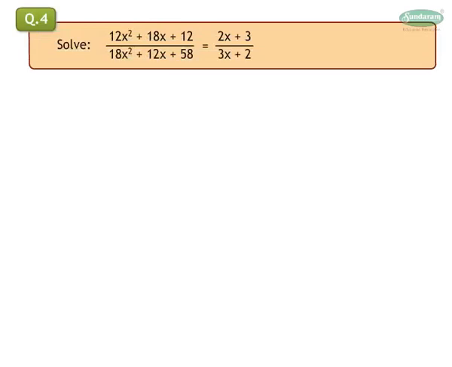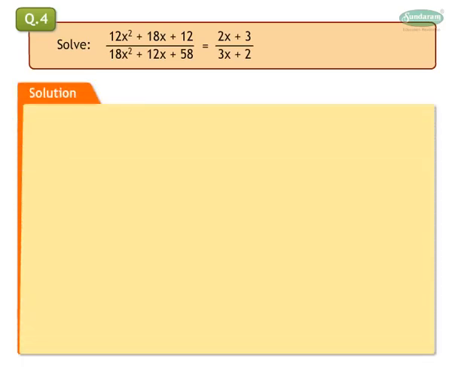Question 8. Now students, let us use the theorem of equal ratio to solve the following equation. (12x² + 18x + 12)/(18x² + 12x + 58) is equal to (2x + 3)/(3x + 2).